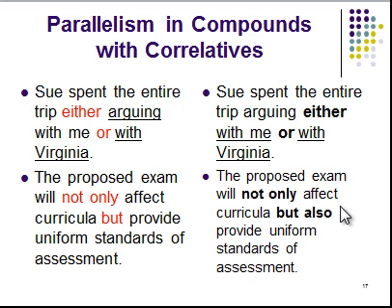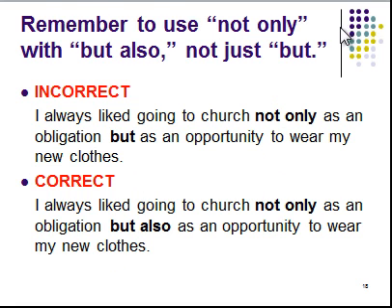You have to put also, because it's one of the rules of the correlatives with not only. Not only has to be followed by but also. So this is an incorrect example because you can immediately see that but here is on its own. It has to be but also. I always like going to church not only as an obligation but as an opportunity to wear my new clothes.